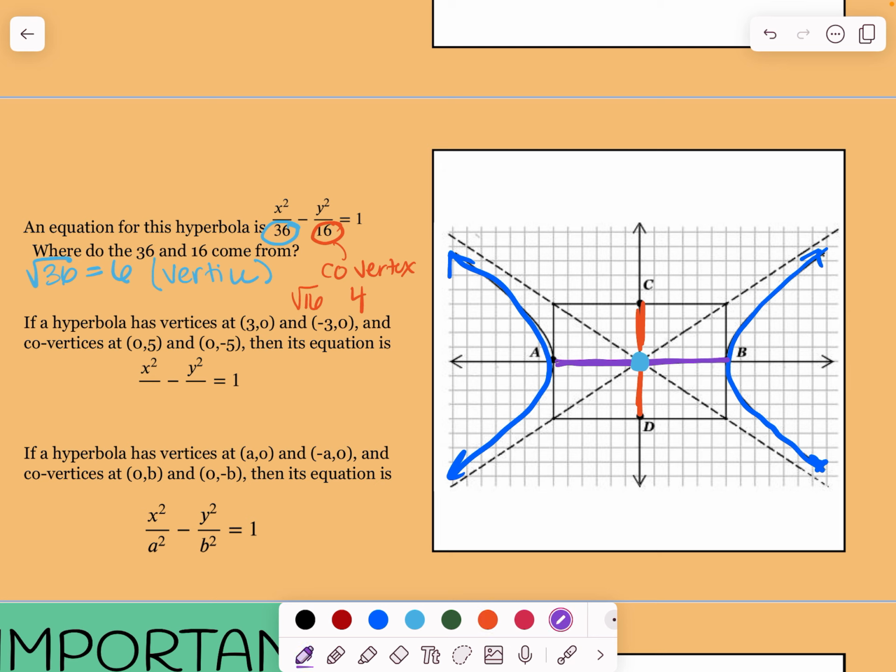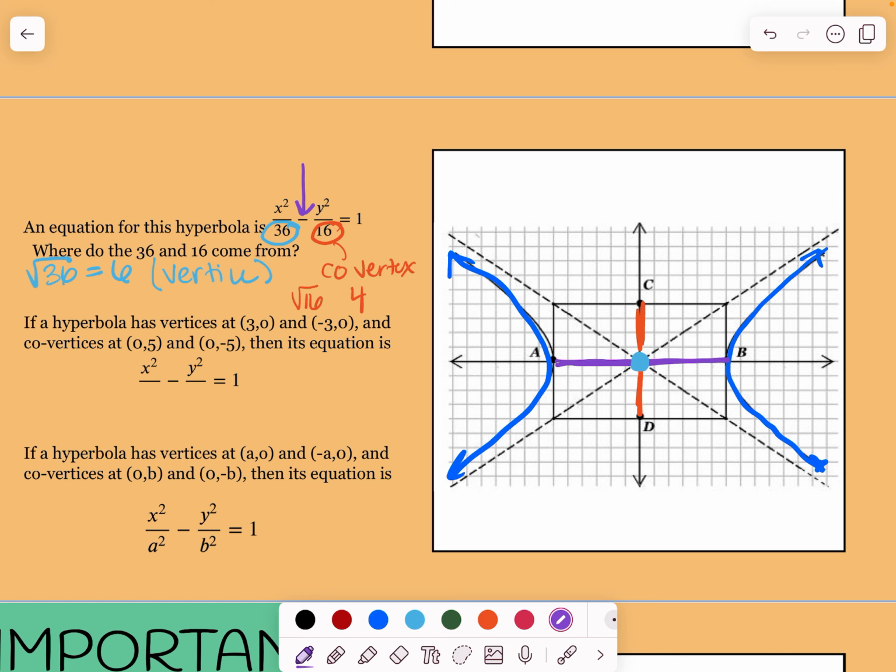I hope what you notice is different, though, is that in an ellipse, this was plus. In an ellipse, it was plus, and all those things we did made our oval. In a hyperbola, all these things we'll do will make two curves that look like sideways parabolas, right?